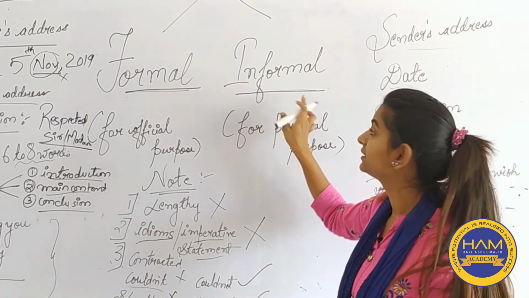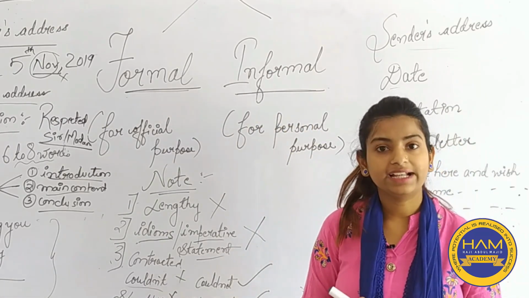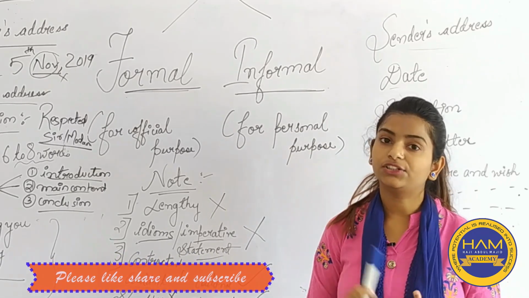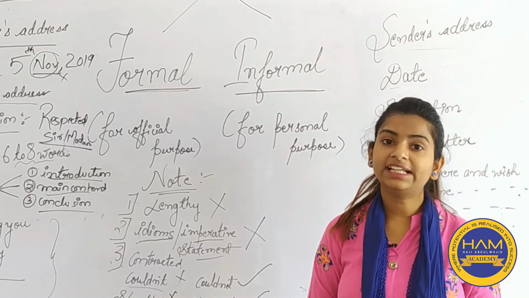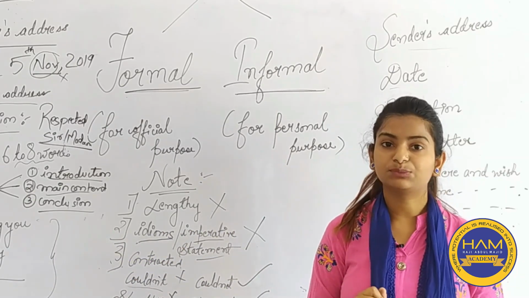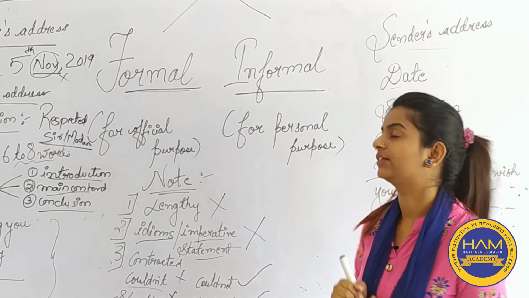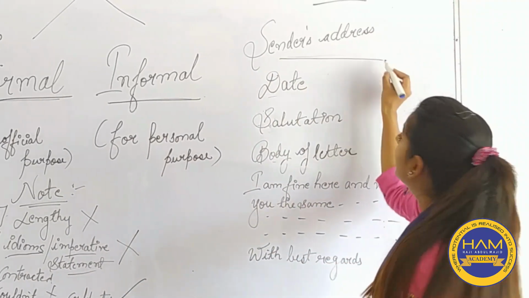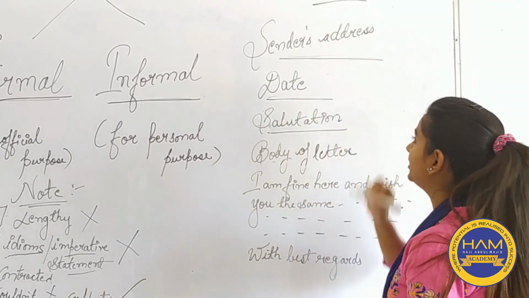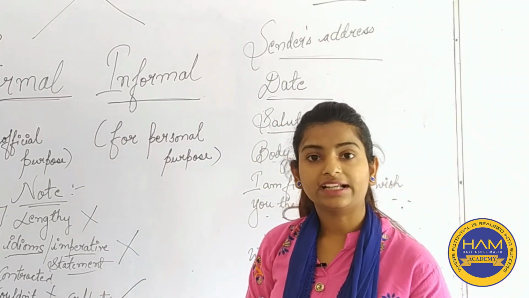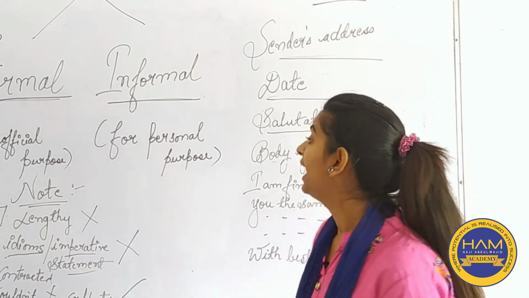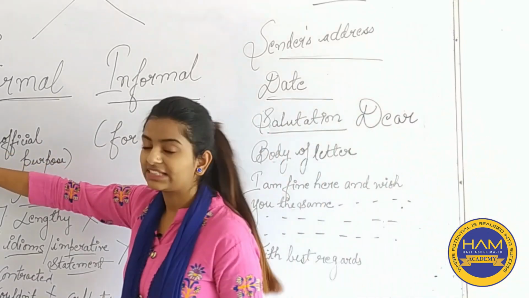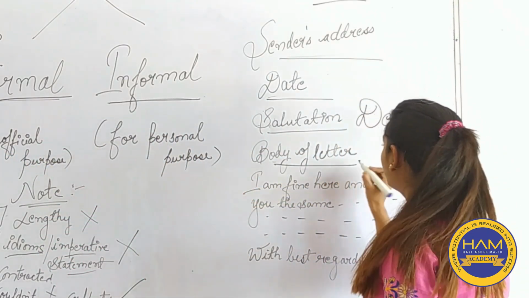Now, let us move towards the informal letter. Informal letter is a letter that we write for personal purposes. It can be a letter to family, friend, relative, etc. Now, let us move towards the format of informal letter. Informal letter, like formal letter, begins with the sender's address. Then comes the date and salutation. Since it is an informal letter, it has to appear more friendly. Hence, you should write dear, unlike respected.